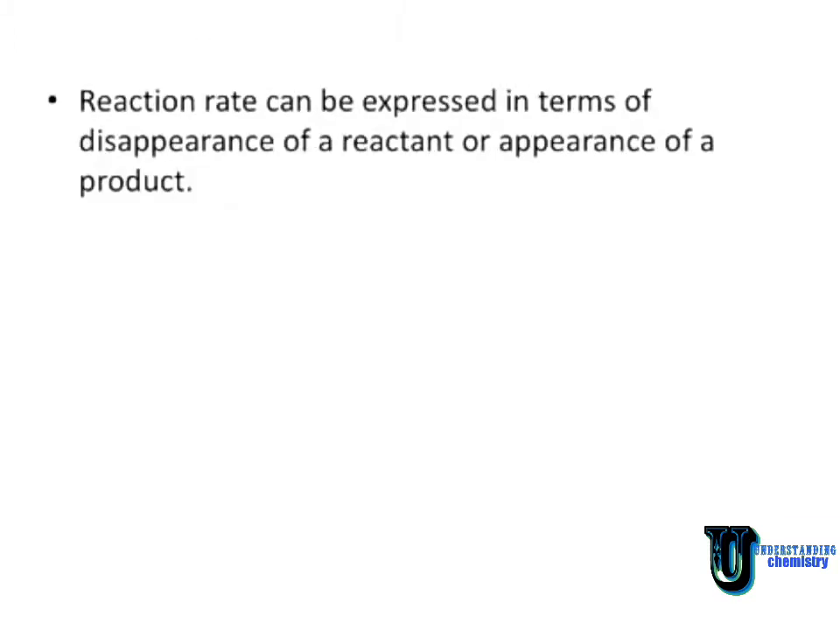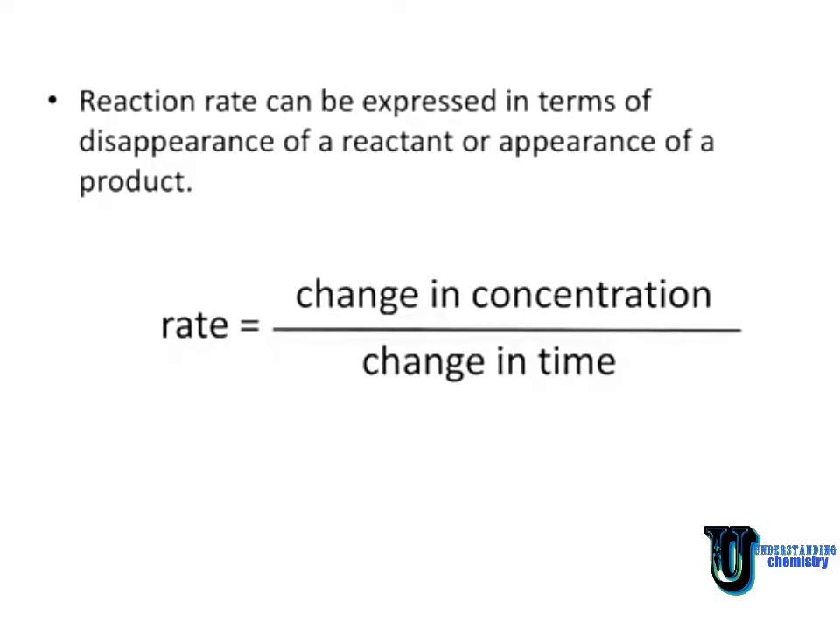We also want to remember that our reaction rate can really be expressed in terms of how quickly your reactant is disappearing or how quickly your product is appearing. So you can describe the overall rate of a chemical reaction by looking at either one of your reactants or one of your products. And we are going to define rate as a change in the concentration of either our reactant or product over the change in time.